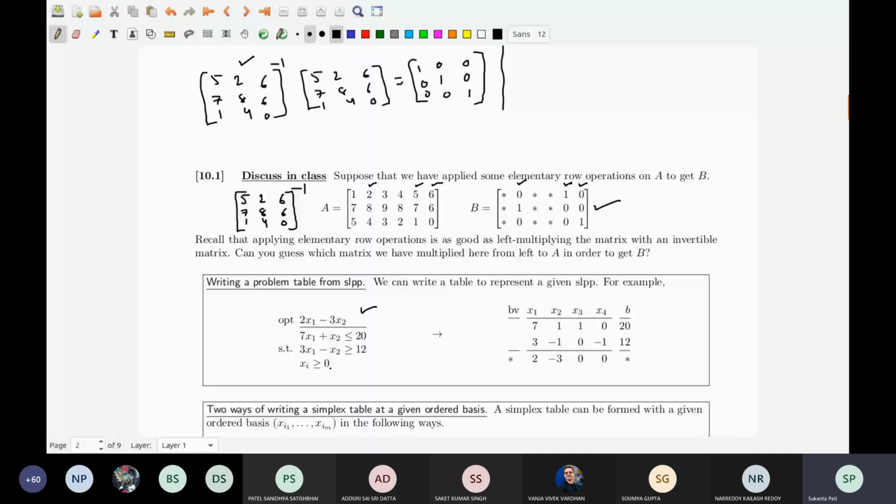Now here also I will write similarly BV, but there is no vertex that I am standing at, so I will put a star over here. This is not in SLPP, so I will write it in SLPP format. In that case I will have 4 variables, x3, x4, and the B information. Here, what is the matrix? Now this is 7x1 plus x2 plus x3, 0x4, that will be 20.